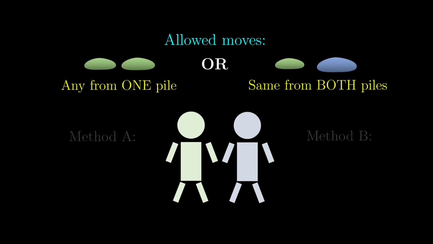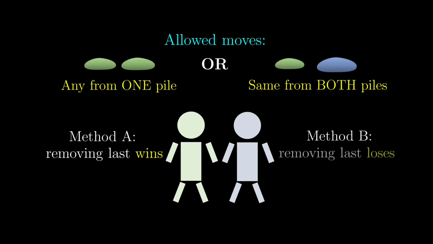There are two ways of determining who wins the game. Method A, the person removing the last stone wins. Method B, the person removing the last stone loses. These are the two opposite games we will be talking about. What would be the winning strategy in either method? Are the winning strategies for Method A different from Method B?